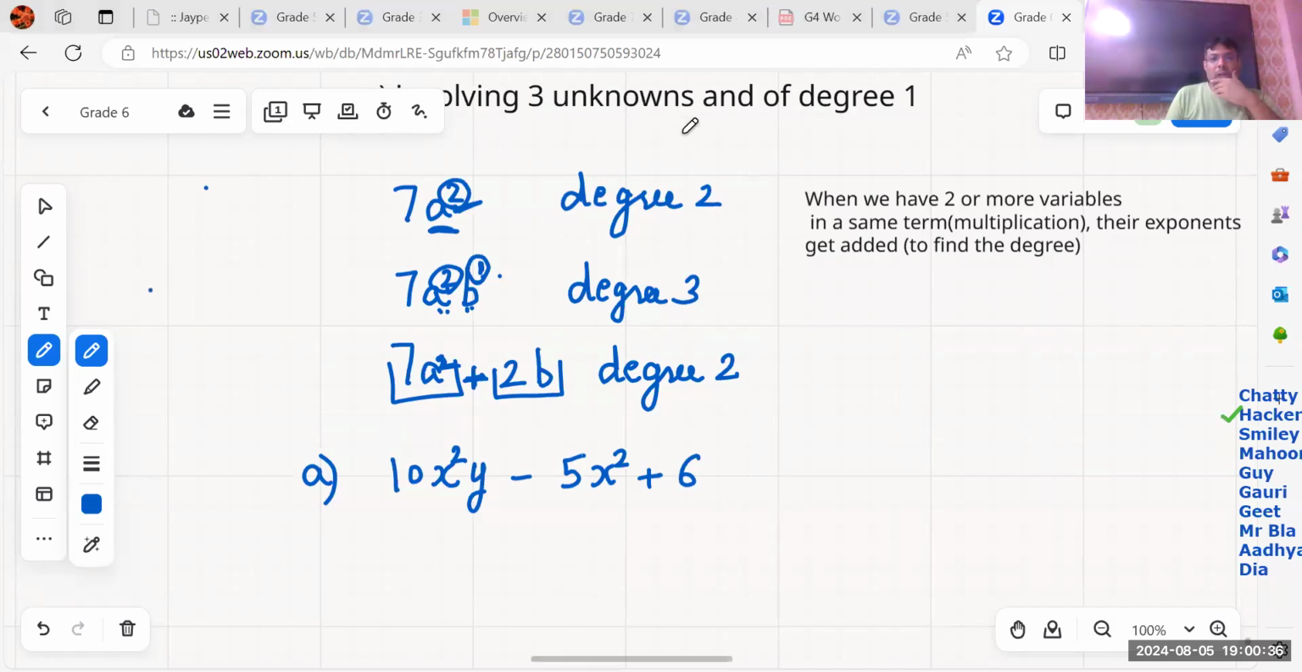Chatty, it's wrong and send to ma'am. Mr. Bar, it's correct. So Smiley, Gauri, Adya, and Diya.